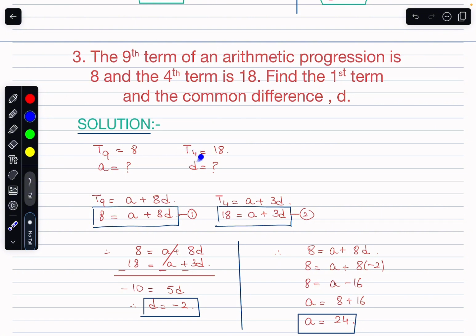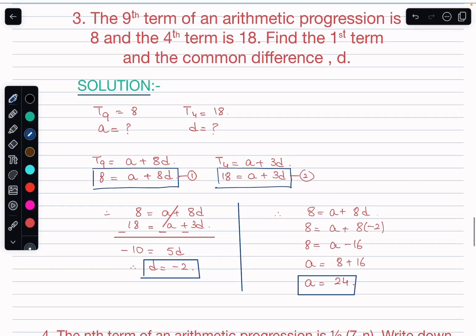I have the fourth term also, so T4 should be equal to A plus 3D. This is by the term formulas that we have already discussed. Therefore, substituting T9, which is given as 8, it's 8 equals A plus 8D. T4, given as 18, equals A plus, obviously 4 minus 1 giving me 3, 3 times D. I have two equations in terms of A and D. I can solve the two simultaneously.